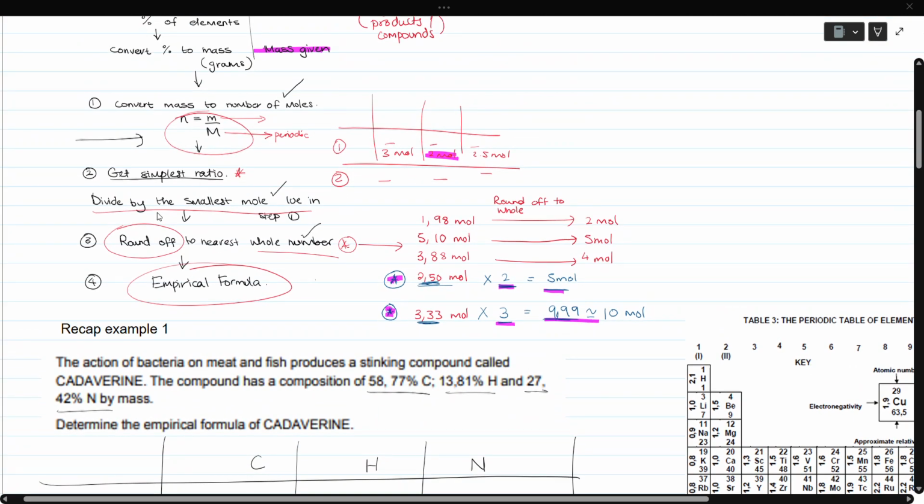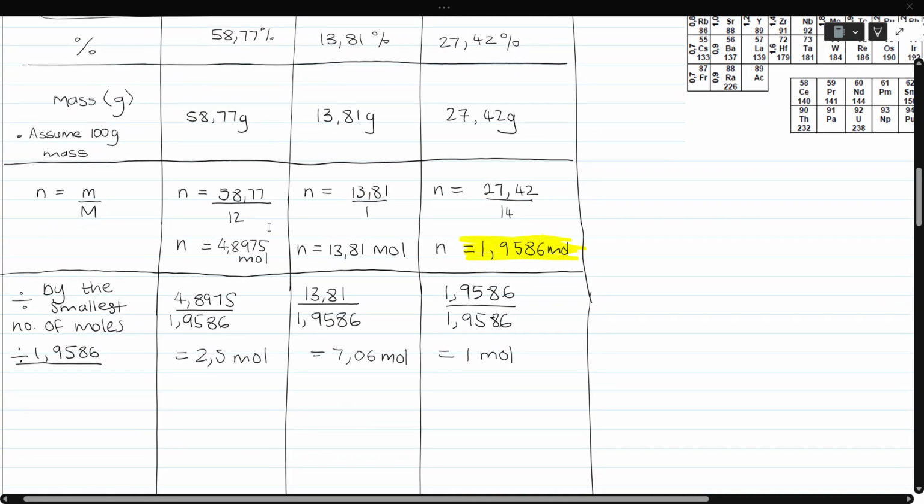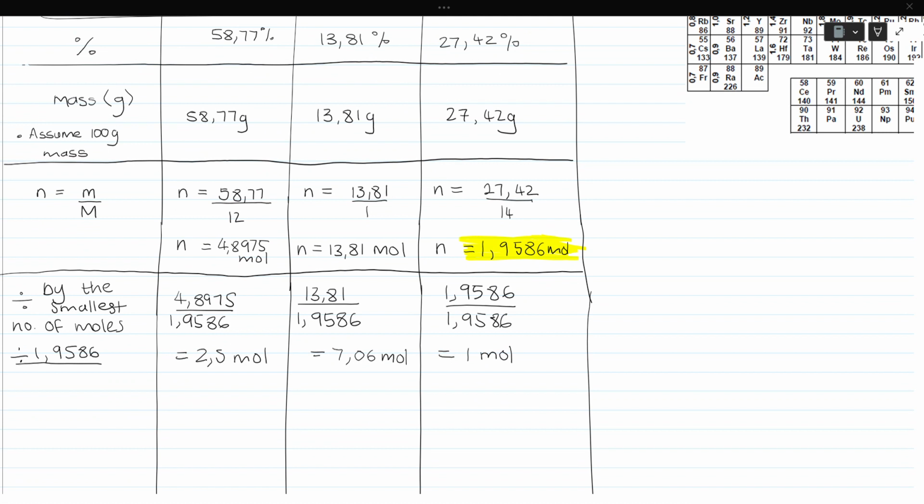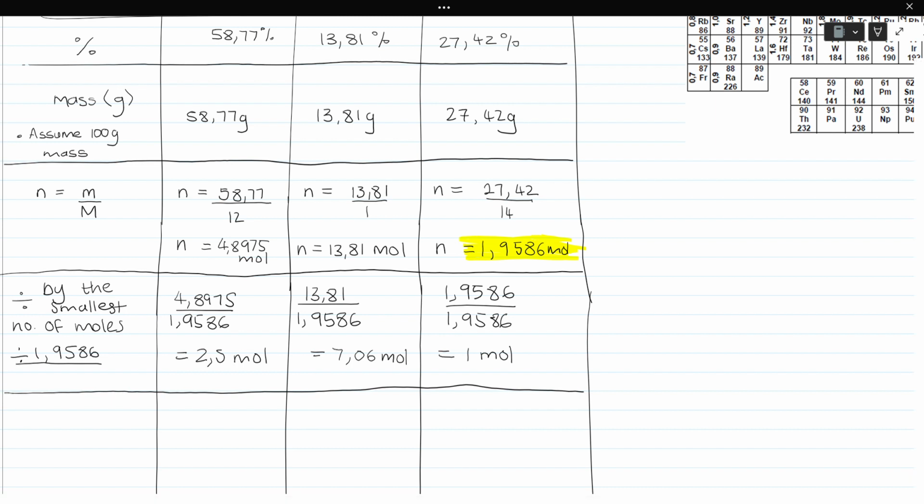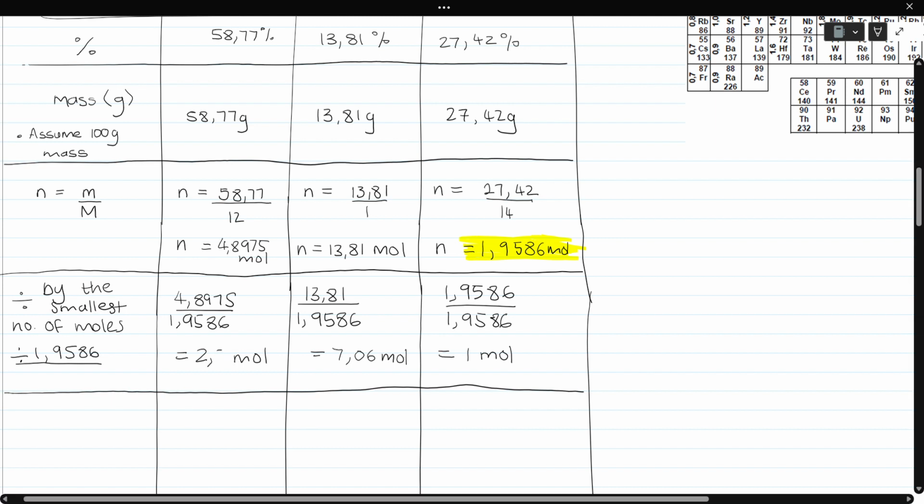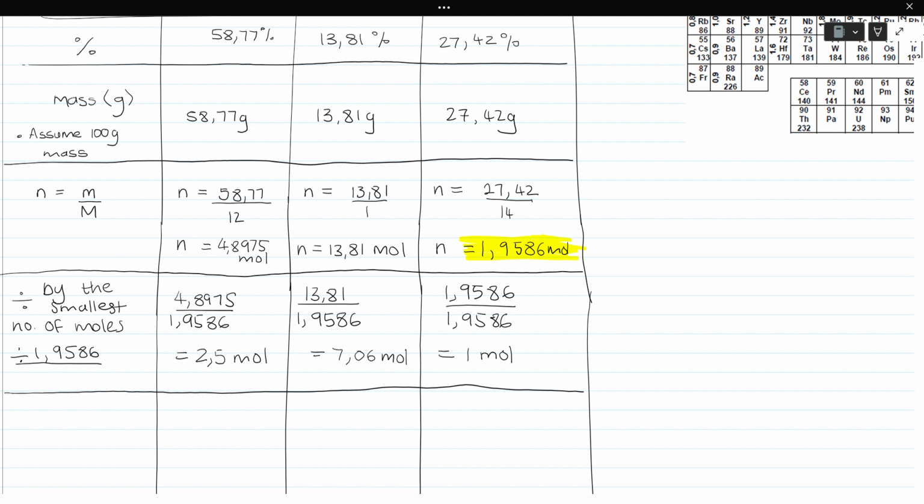Okay, if we go back to our steps, once we've divided by the smallest number of moles, now we come to step 3, where we're going to round off to the nearest whole number. So at this step now, you need to be careful. So let's have a look at our numbers. We've got 2.5, we've got 7.06, and we've got 1. So we need to ask ourselves, rounding off to the nearest whole number, is it going to work?